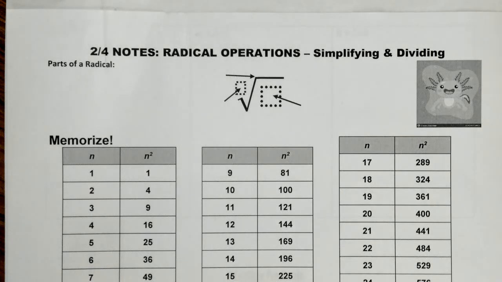All right, for our February 4th notes, we're going to start reviewing radicals, which is that square root symbol. We do call them radicals. We're going to talk about simplifying and dividing for today.